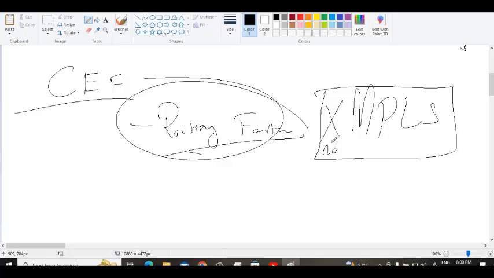Actually speaking, CEF is Cisco's name given to FIB. Every vendor calls it FIB. Exactly. Cisco calls it CEF. Now, what is this FIB then? You said correctly, Forwarding Information Base.